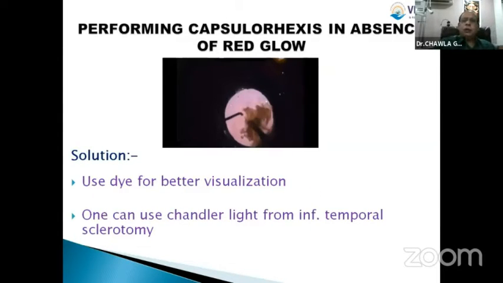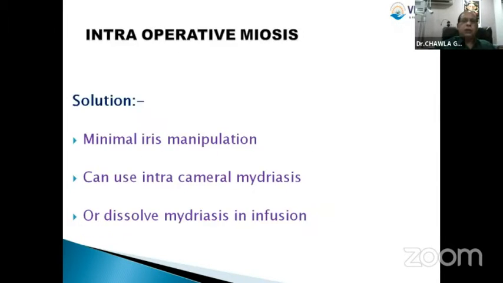Performing cataract surgery in the absence of red glow, as Dr. Mohan Rajan says, yes, it is a difficult situation when we are having a dense vitreous hemorrhage. It is difficult to see the red glow. So, as he suggested, use dye for better visualization. And as Dr. Bhasin sir has shown, using the chandelier light from the inferior temporal sclerotomy, one can see a good red glow to perform our capsulorhexis.